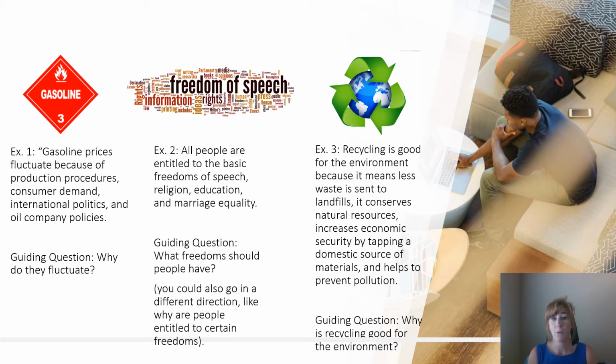Example 3, if I was going to make an argument for recycling, I would say recycling is good for the environment because it means less waste is sent to landfill. It conserves natural resources. It increases economic security by tapping a domestic resource or source of materials and helps prevent pollution. So my guiding question was, why is recycling good for the environment? And remember, if we go back that we had those 3 topics and my position statement was recycling is good for the environment.